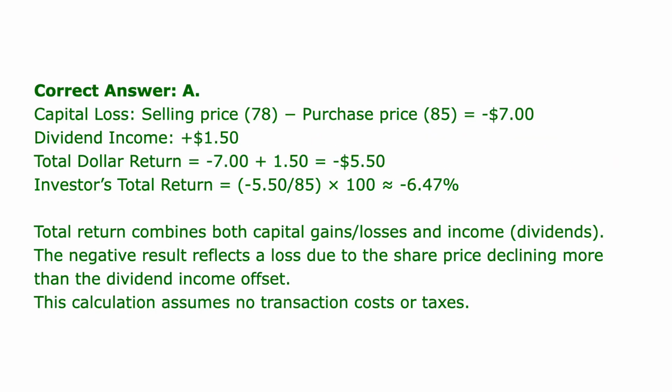Correct answer, A. Capital loss: selling price minus purchase price, resulting in a loss of $7. Dividend income: received $1.50 in dividends. Total return: a negative return of approximately negative 6.47%, indicating an overall loss.